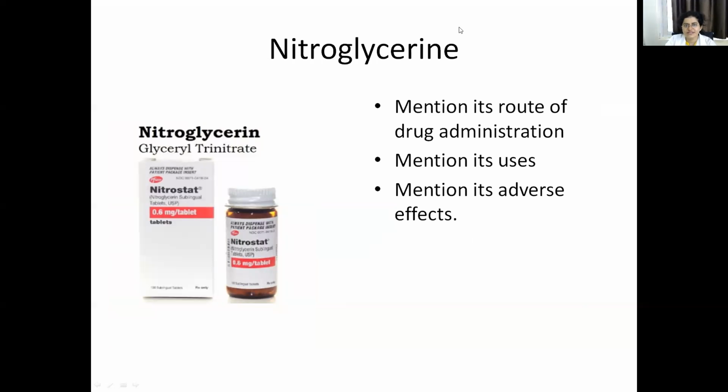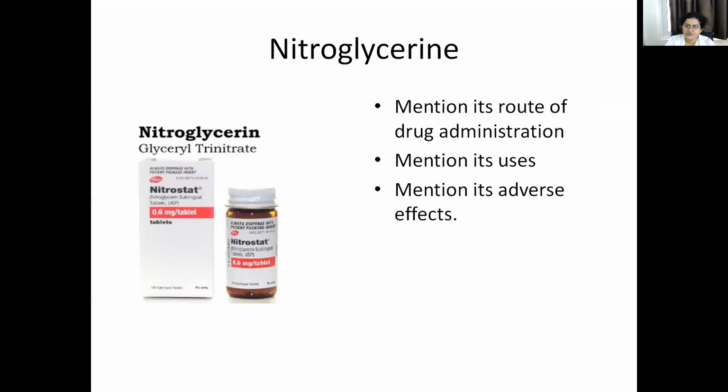Then next is nitroglycerin. What is nitroglycerin? It is a vasodilator, mostly used for angina patients. Mention the route of drug administration. Orally this drug is never given because it has very poor bioavailability. The other route we prefer is sublingual. Whenever the patient has chest pain, we give this tablet sublingually, because it bypasses the liver and fast metabolism and has excellent bioavailability.